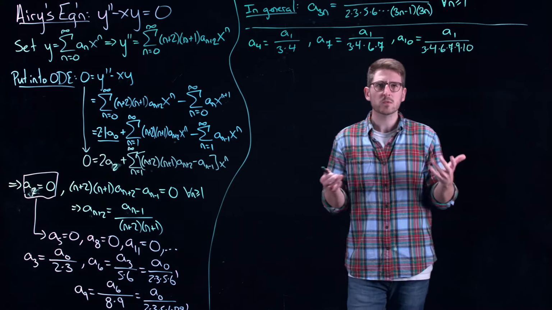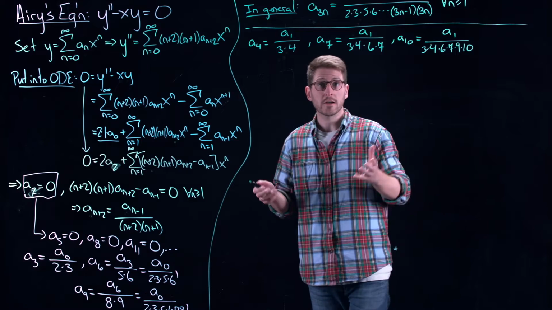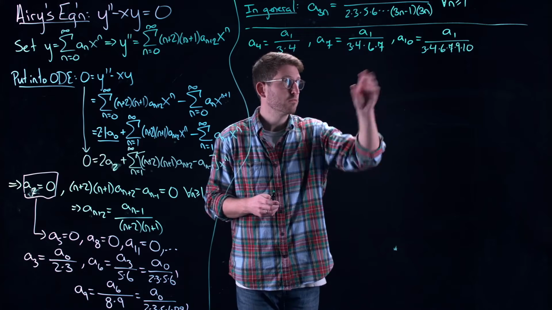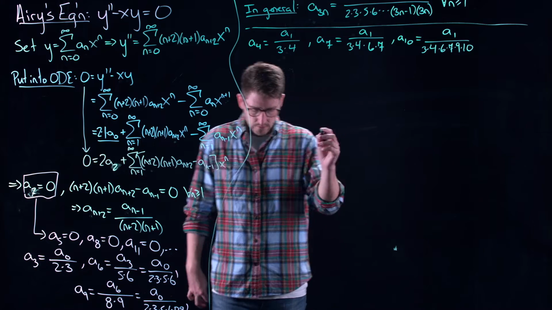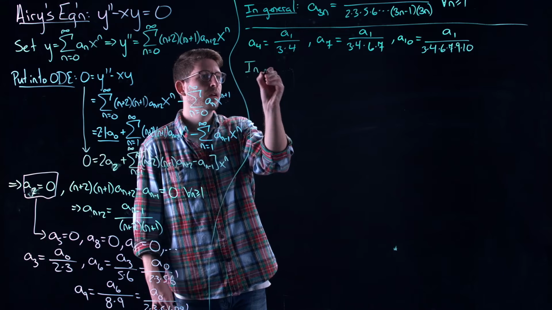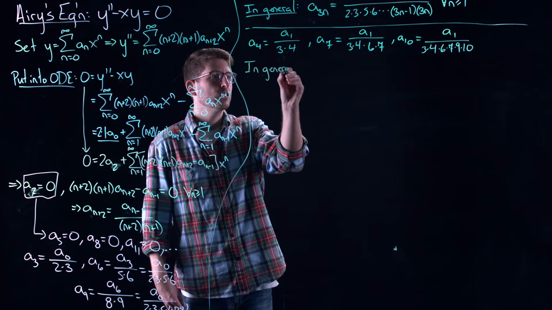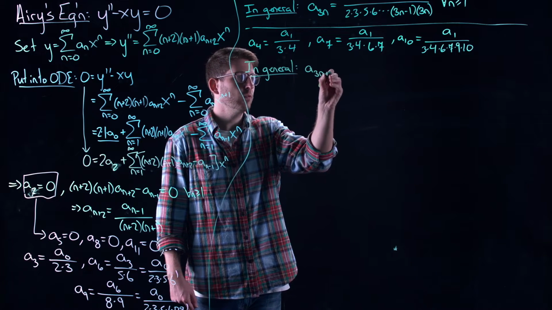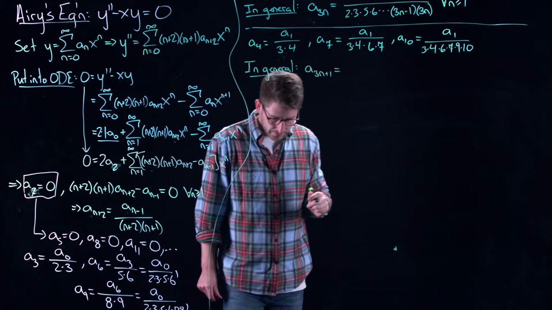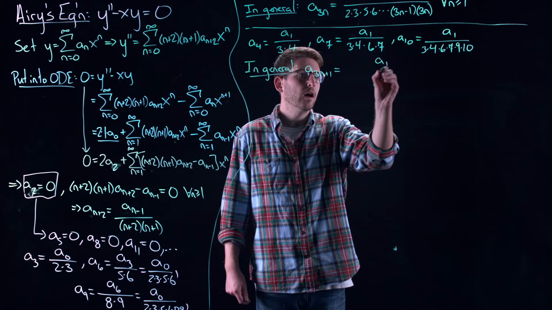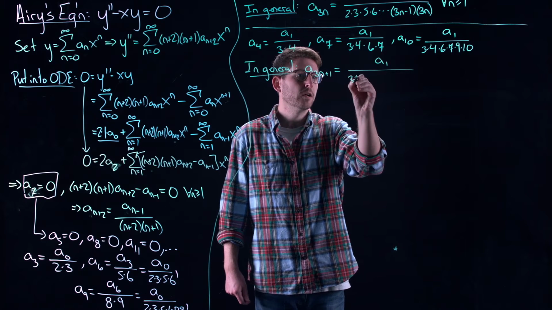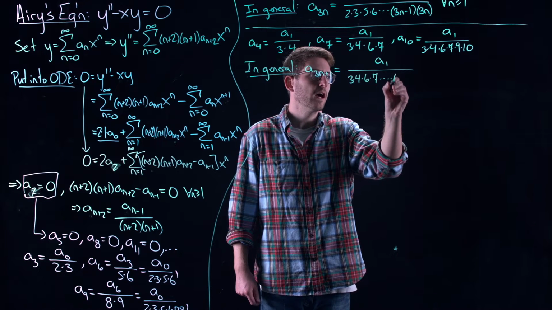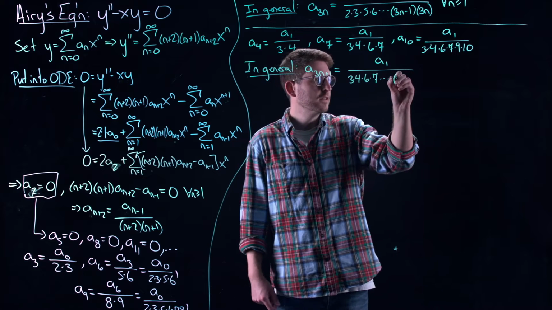So we don't really have a nice way of writing this. It's not like our usual factorial that we're used to. So I don't really have any advice beyond just writing it like this. But in general, I get this: A3n+1 is equal to A1 divided by, now we've got this weird pattern, 6 times 7, and then keep going up, until I get 3n times 3n plus 1.